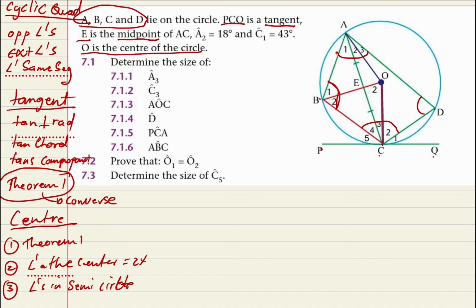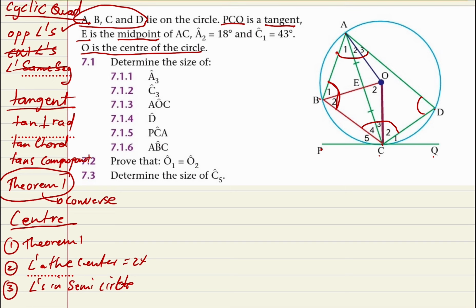Do I have the other one? Do I have the exterior angle? No, I cancel it out. Same segment? No, I don't have the same segment here. So the only one I have is opposite angles of a cyclic quad. So this is how, guys, you answer such geometry.